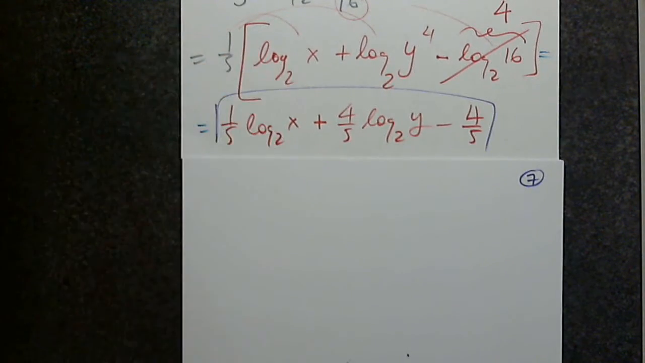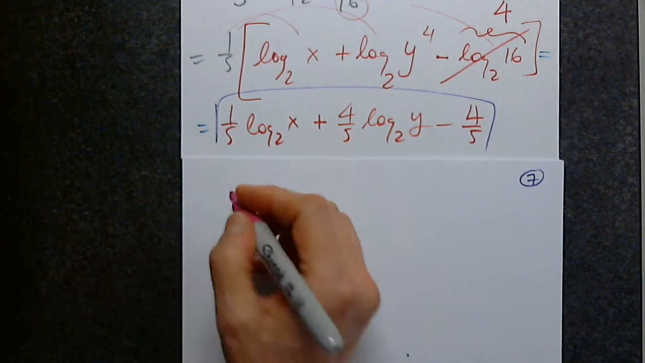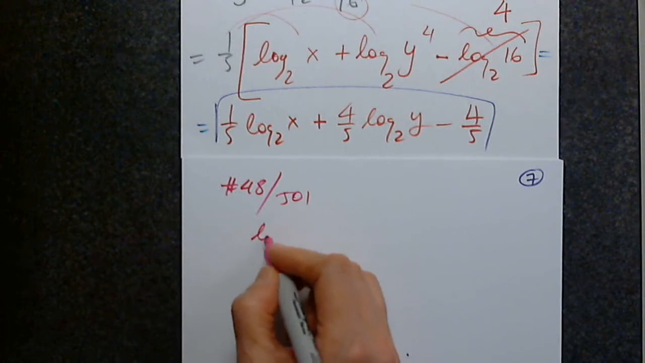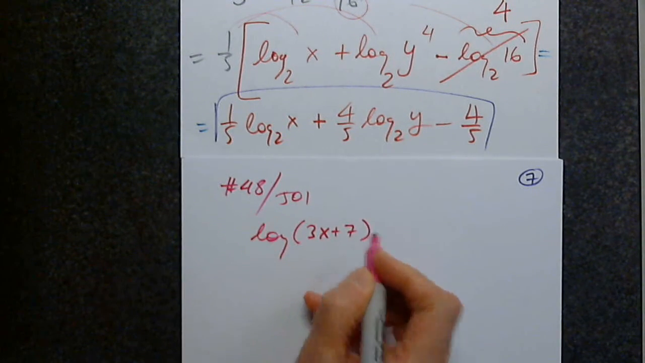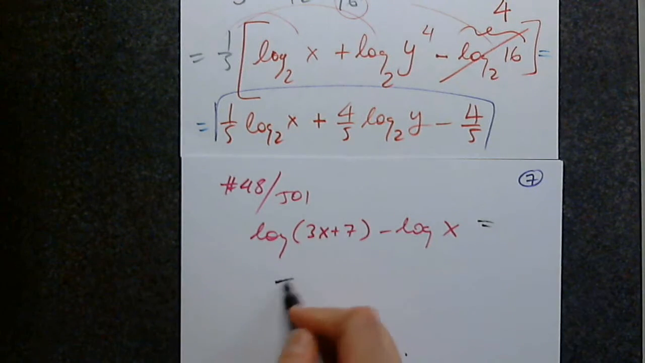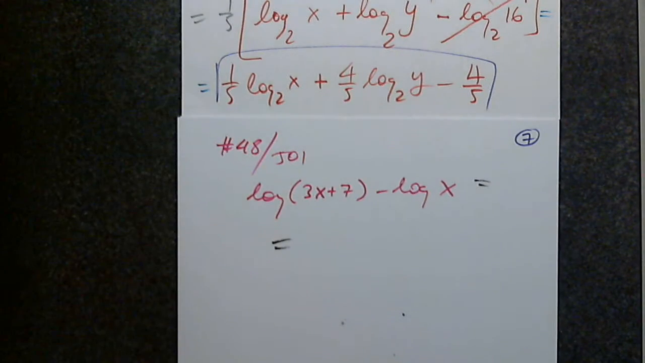So let's do the condensing, and then we can come back and do more problems. Okay, so now we're going backwards. Let's start with a simple situation, like for example 48 on page 501, and this is log of 3x plus 7 minus log x. There are no numbers in front. This is only a difference of 2 logs.